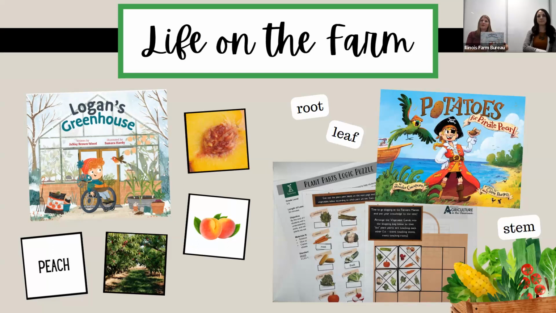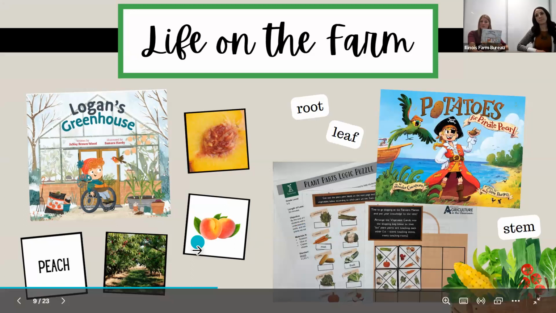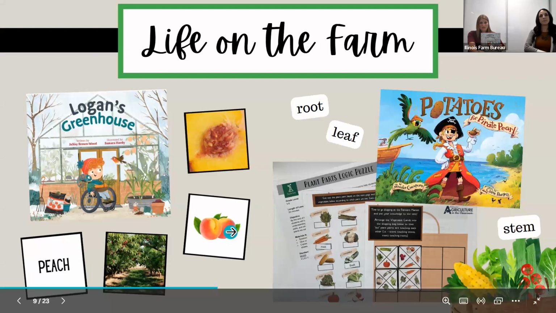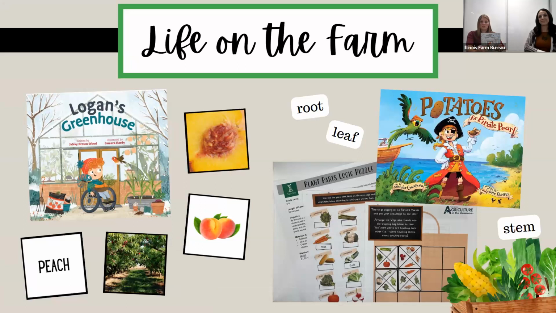The two lessons on this page would both go really nicely with Logan's Greenhouse, but we chose one for Logan's Greenhouse and one for Potatoes for Pirate Pearl. This lesson is called Ins and Outs, and you would print out a series of cards that have a specific fruit or vegetable on them. It has a picture of the entire plant it grows on, a picture of just the fruit or vegetable, and then a picture of the inside, super zoomed in. Students have to match them together. This is what a peach looks like that you recognize from the store, this is what the inside looks like, and this is what the whole plant looks like. This would be a really cool one to integrate when talking about fruits and vegetables and what different parts of the plant we're actually eating.